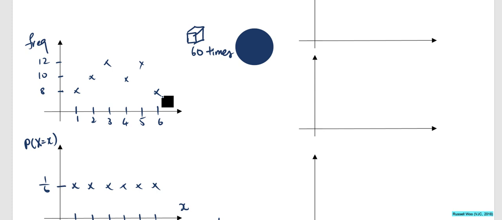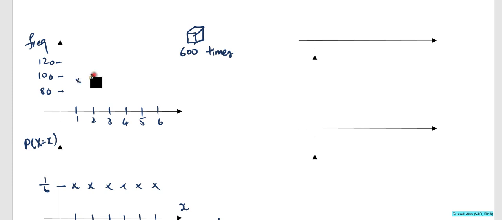What I'm going to do is, now I'm doing it 60 times. What if I do it 600 times? If I do it 600 times, I expect this kind of values. I may not expect all to be 100, but close to 100. Follow what I'm saying? Because if you do 600 times, you expect, oh, maybe 90, 110, close to 100. So far, so good.